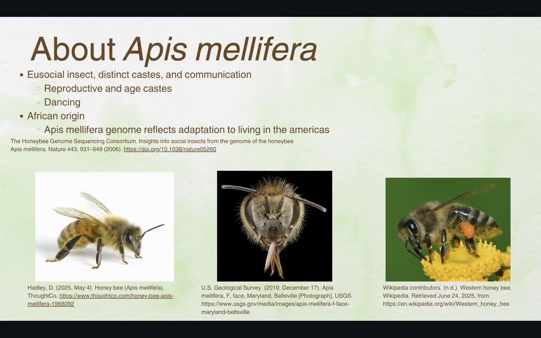They are a eusocial type insect, meaning they live in colonies with a distinct reproductive caste. So they have a reproductive queen and non-reproductive workers. They also have distinct age castes differentiated by age polyethism, and this is all regulated by hormones, pheromones, and nutritional aspects of their diet.